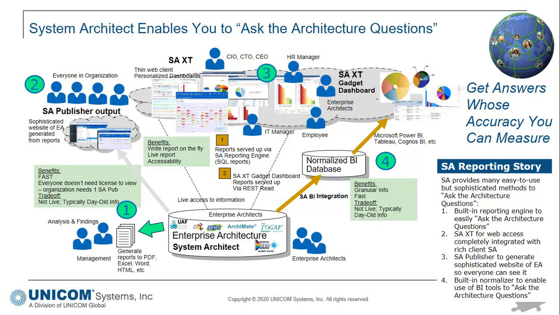And a fourth way to ask the architecture questions, provided by System Architect and its suite, is this SABI integration, where the table structure of System Architect is normalized into an ODS data source, which is a SQL Server database, wherein every definition type is represented by its own table, and every relationship type is represented by its own table. So the three-table structure of System Architect, where definitions are all stored in an entity table, is expanded out so that a BI tool can then query the repository easily.